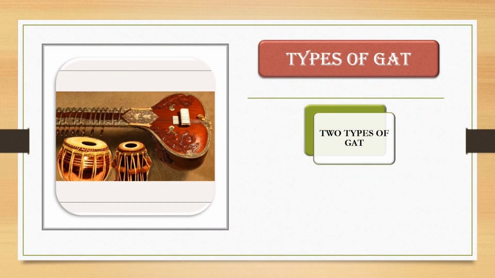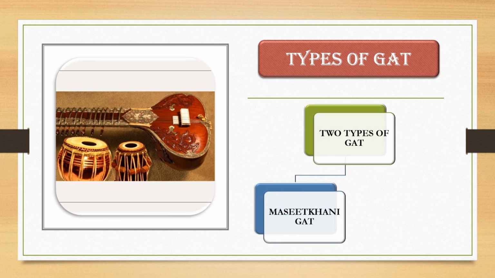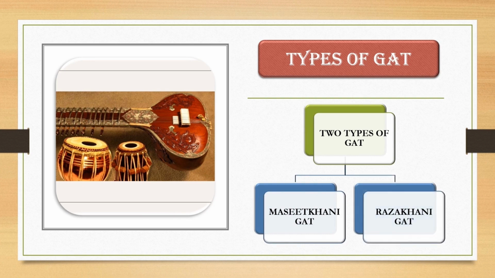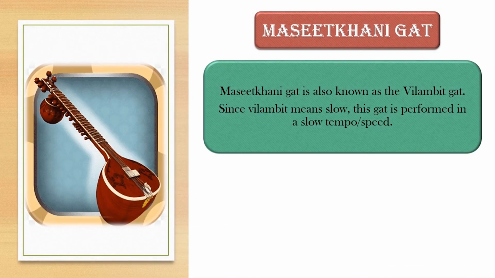Now that you already know the definition of a gut, we will have a look at the two types of gut that we play on sitar. They are Masithkhani and Razakhani gut. Masithkhani gut is also known as the Vilambit gut. Since Vilambit means slow, this gut is performed in a slow tempo.